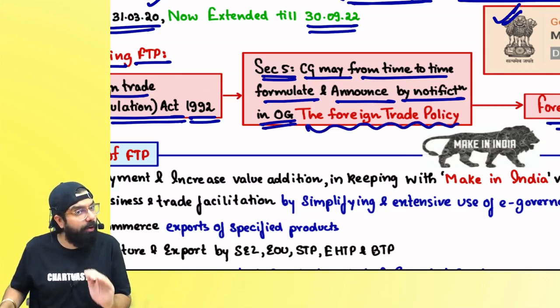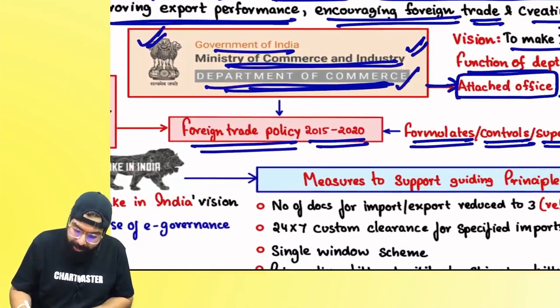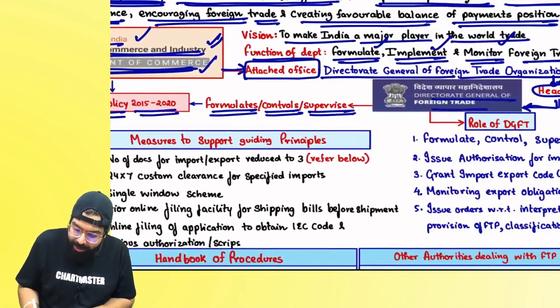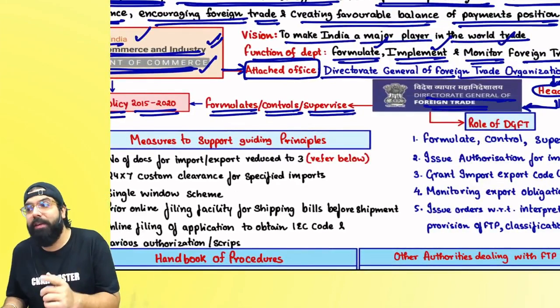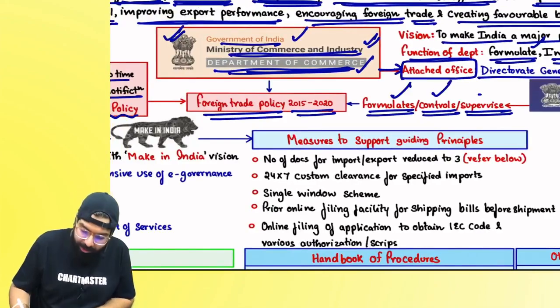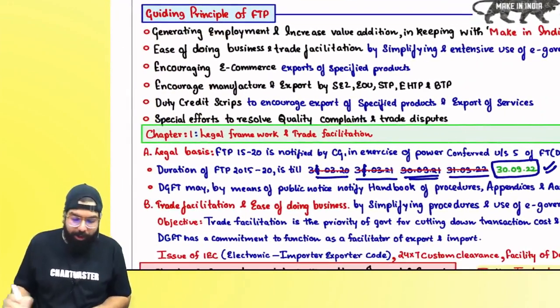Now, the central government can announce it. The central government's department for this is the Department of Commerce. In that, we have the Director General of Foreign Trade, who will make this foreign trade policy, control this foreign trade policy, and supervise this foreign trade policy.